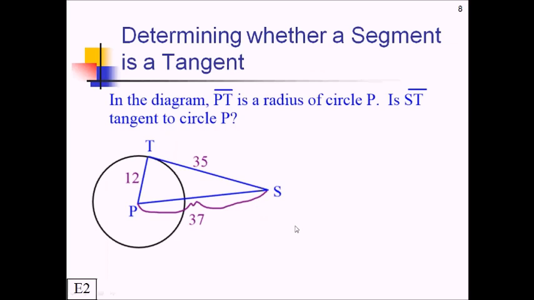We're going to do some problems involving tangent lines now. In the diagram below, PT is a radius. They're telling us this is a radius of circle P. We want to know if segment ST right here is tangent to circle P.